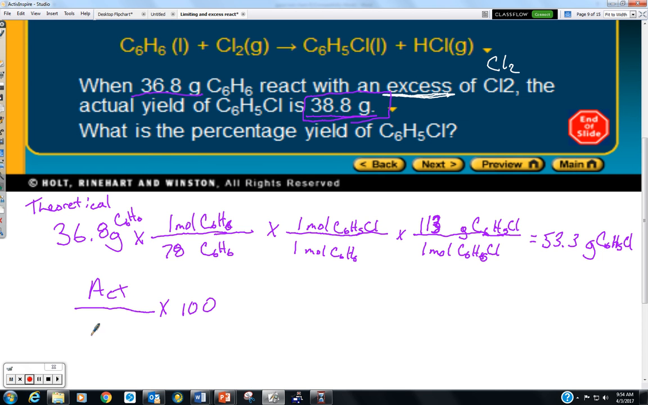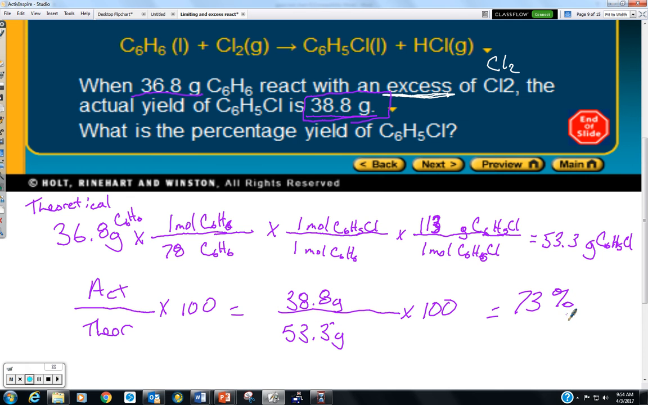So what is my formula for percent yield again? It's actual over theoretical times 100. So when I set this up, it's going to be 38.8 is my actual over 53.3 is my theoretical, times 100. So what is my percent yield on this one? 73%. So that means that in the lab, I'm only 73% efficient.